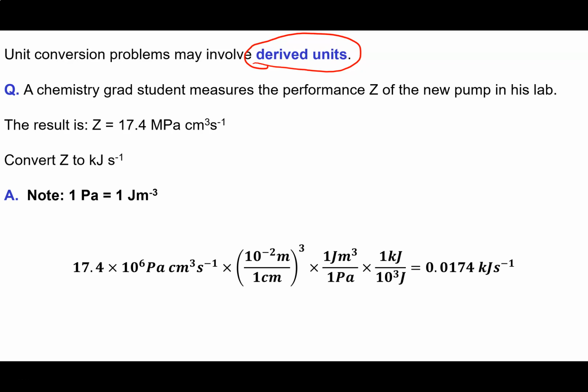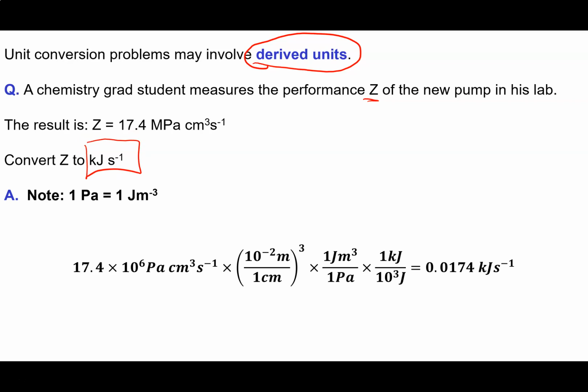So here's a classic one. It says a chemistry graduate student measures the performance Z of the new pump in his lab. So Z is just a letter that they're giving for performance. And the result is that the performance equals 17.4 megapascals per centimeter cubed per second. And for some reason, you've been asked to convert this to kilojoules per second.